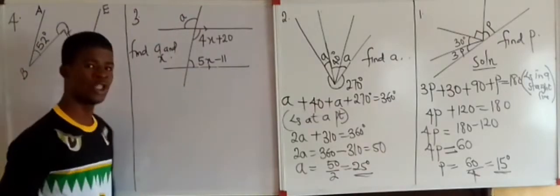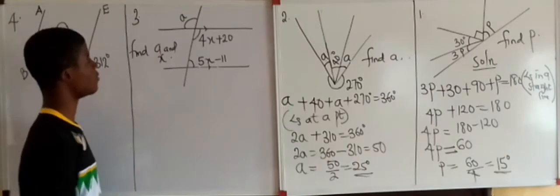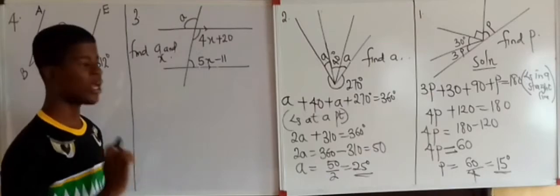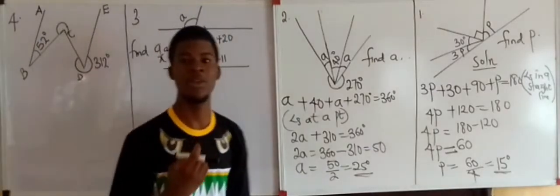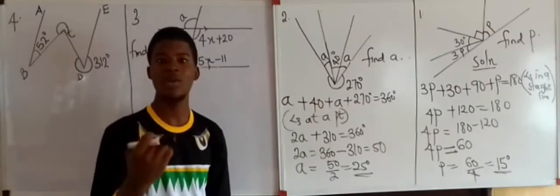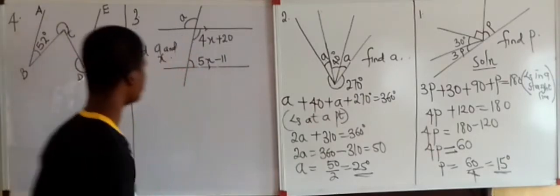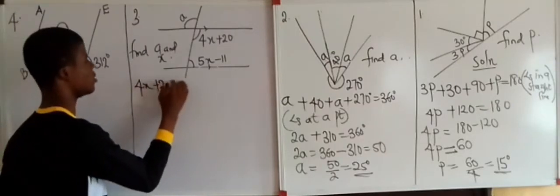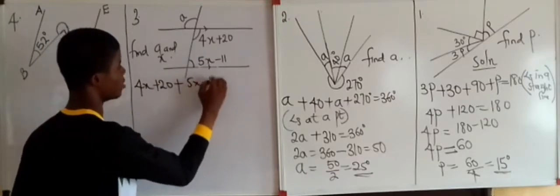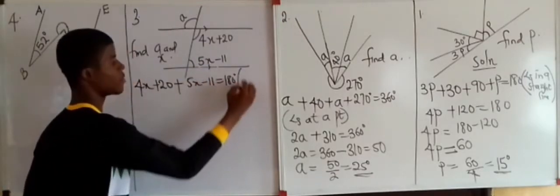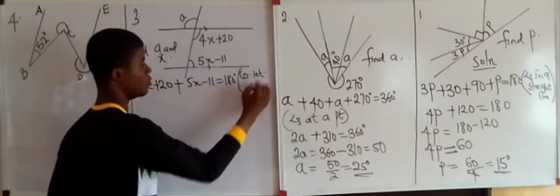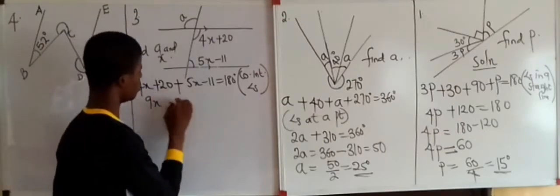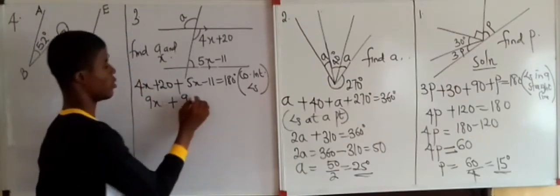Now, what principle are we going to apply? What do you observe? 4x plus 20 and 5x minus 11 are in the same interior. What I told you is that the sum of angles in the same interior is equal to 180 degrees. That is, co-interior angles are supplementary. So 4x plus 20 plus 5x minus 11 equal to 180 degrees. Co-interior angles, that's the reason. So 4x plus 5x is 9x. 20 minus 11 is 9, plus 9.